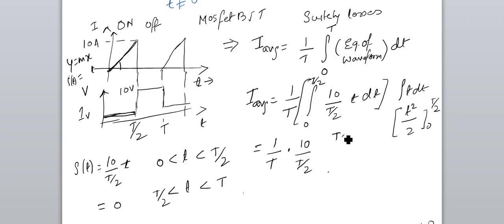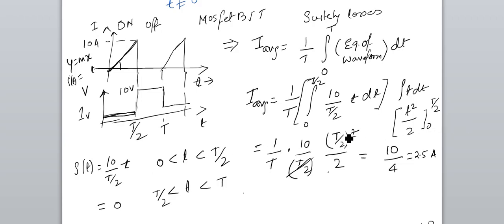So you will get t by 2 whole square divided by 2, right? So here if you cancel it out, you will get 10 upon 4, that is 2.5 ampere. Okay, so that's the average value of your current waveform.